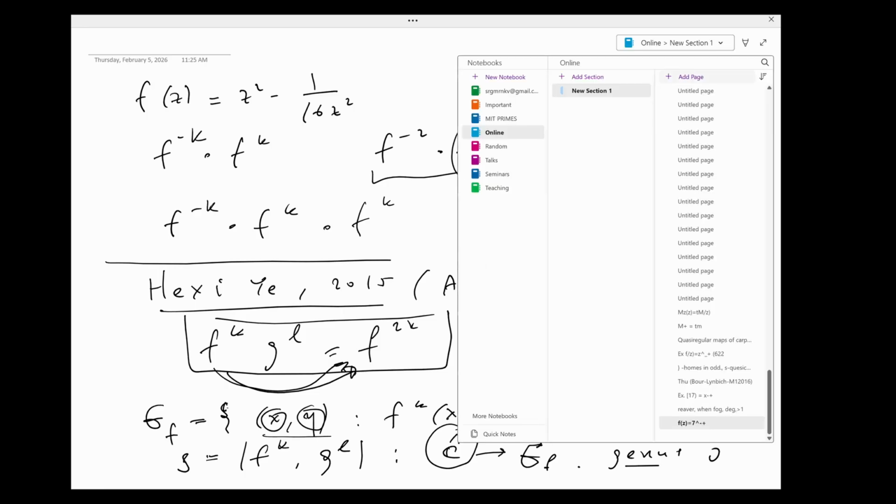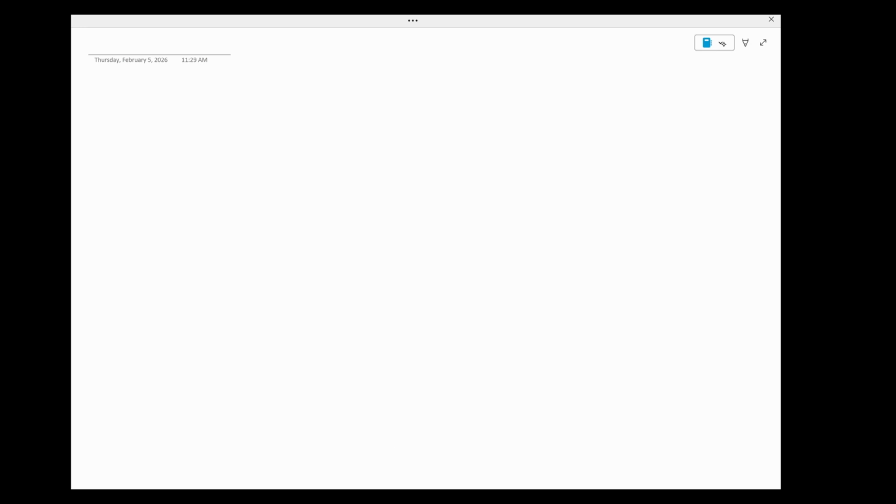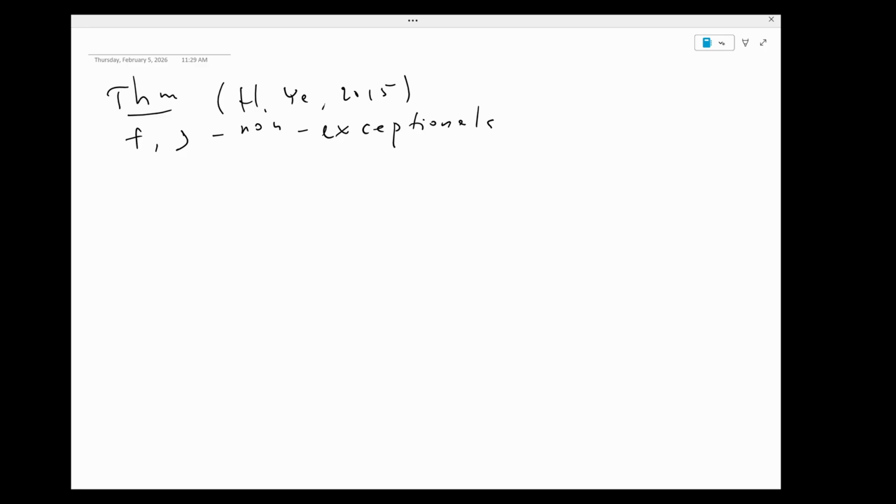Okay. Maybe I'll state one more main result of Hengxi also. Hengxi 2015. So if you have f, g non-exceptional. Non-exceptional means, so these rational maps don't have to be postcritically finite. They don't have to have Carpet-Julia sets. Non-exceptional means that they are not power maps. They're not Lattès maps. They're not Chebyshev polynomials. So just the usual exceptions. Then the following are equivalent.